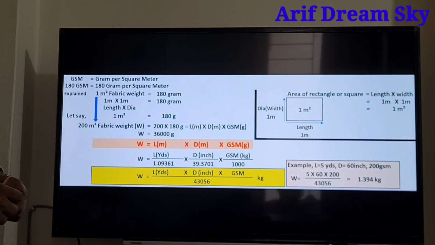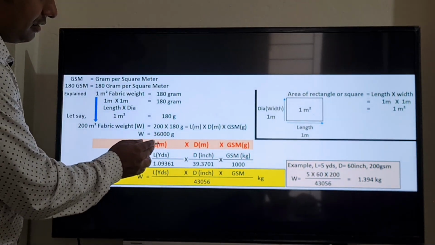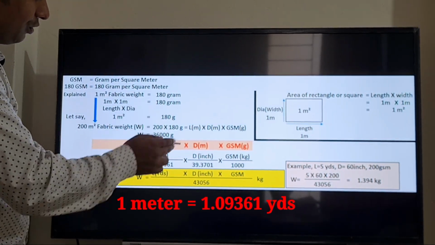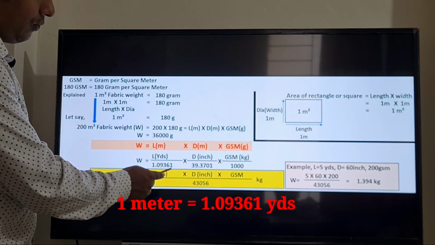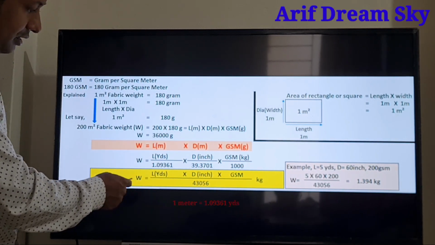Now let's see if we want to convert this meter into yards. We know 1 meter equals 1.09361 yards. So we just need to divide.